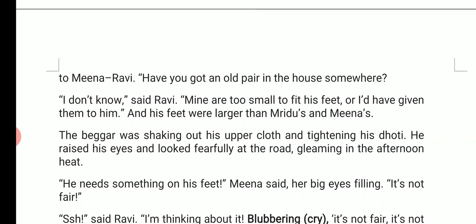The beggar was shaking out his upper cloth and tightening his dhoti. He raised his eyes and looked fearfully at the road, gleaming in the afternoon heat. So now he's about to leave. So he had tied his dhoti and he was very fearful, bahut dara hua tha us garmi wali dhoop se. He was looking at the road in that afternoon because he has to leave.